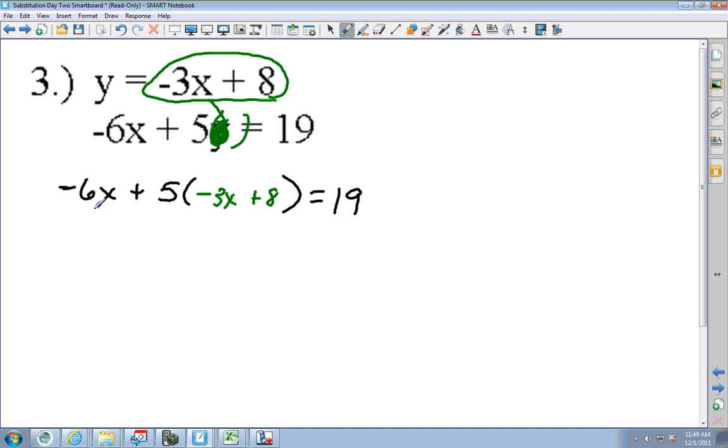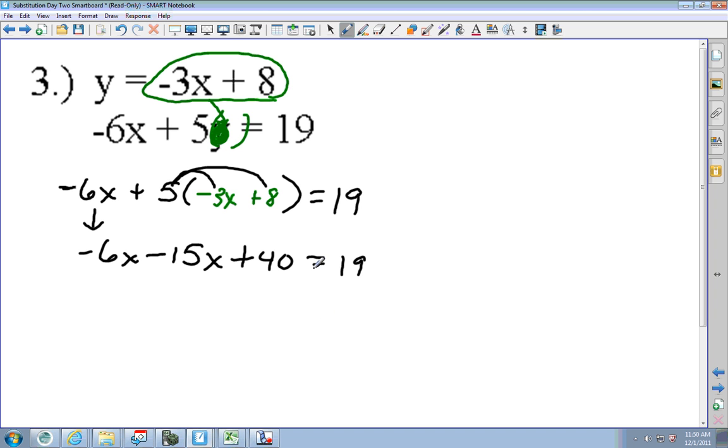Now, I'm going to bring down the negative 6x. This 5 is outside of the parentheses, so I'm going to multiply. You have to do the distributive property. I have 5 times negative 3x, which is negative 15x, 5 times 8, which is 40. That equals 19.